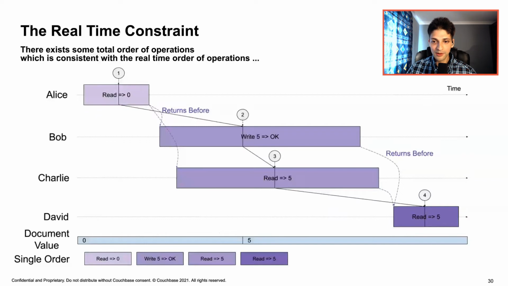Furthermore, the arrows must point forwards in time. The sequential order is consistent with the returns before dependency. This is known as the real-time constraint, with a little bit of bookkeeping to account for ambiguous operations. If operation A happens before B, illustrated by B having a darker purple shade than A, then A precedes B in the sequential order. In this example, lighter shades must come before darker shades in the sequential order. However, operations with the same shade of purple are concurrent and can be interleaved arbitrarily with respect to each other.